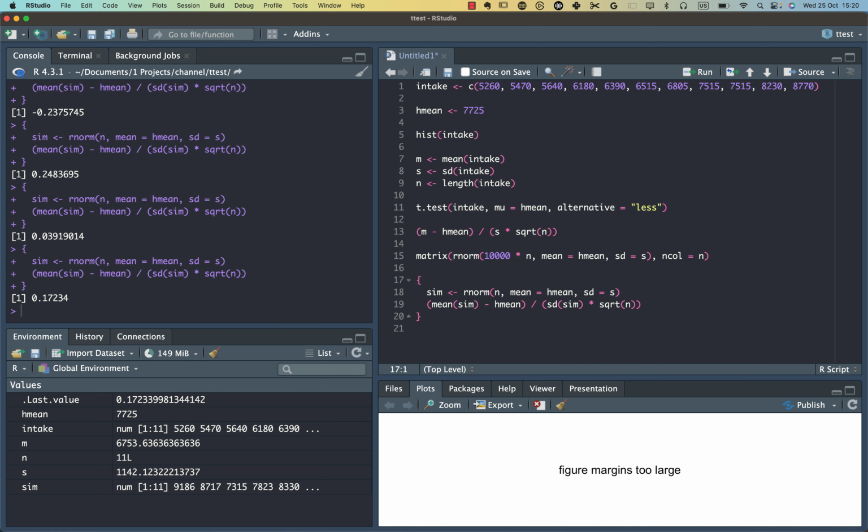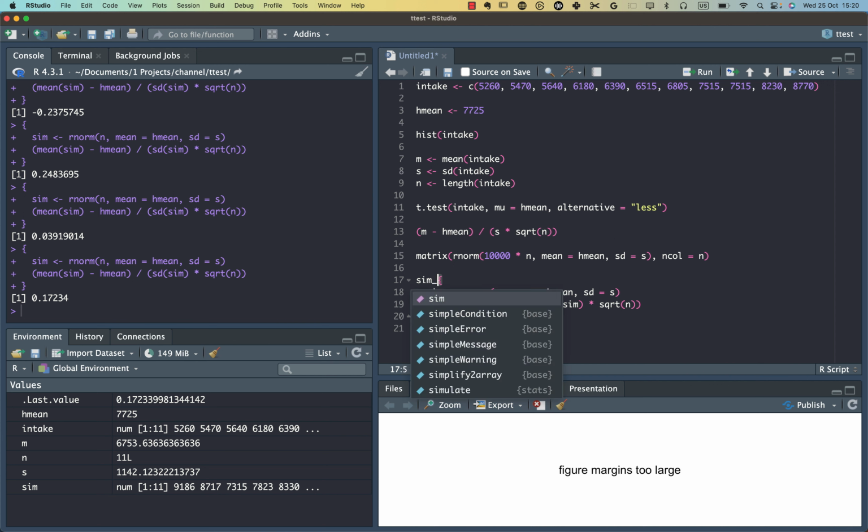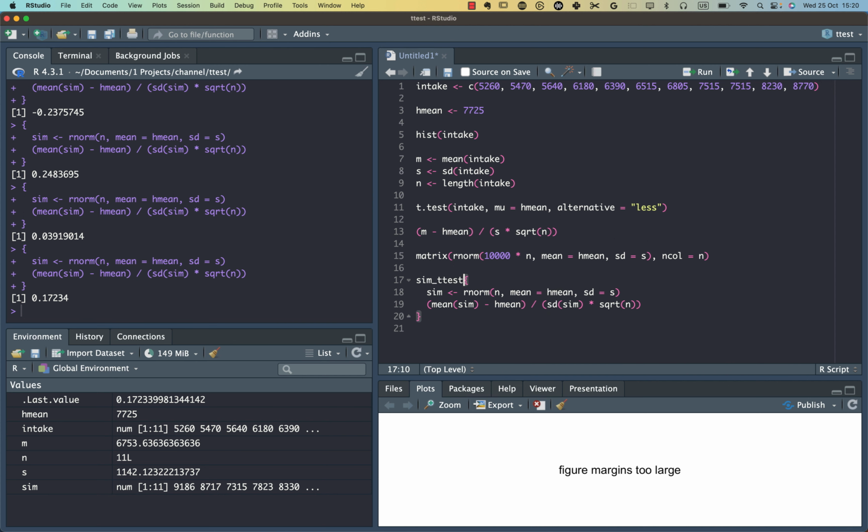So I want to do this many times, like 10,000 times, right? And in R, there's an amazing function that lets you do this. I'm just going to assign the results to sim t test. It's called replicate. So replicate takes an argument, the number of times you want to do this. And the second argument is an R expression. Well, we already have the expression.